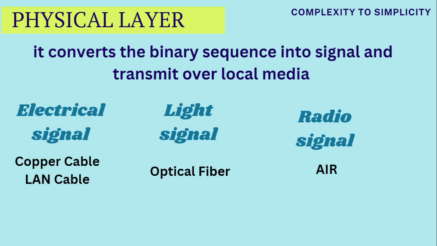So the application layer protocol makes the sender's message visible on the application on the receiver's computer screen. So in this way, the OSI model helps to transfer data between distant hosts, or you can say between two different hosts.